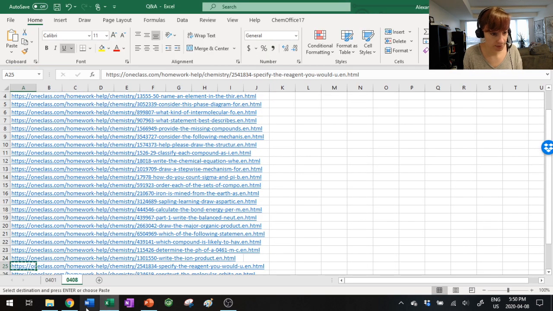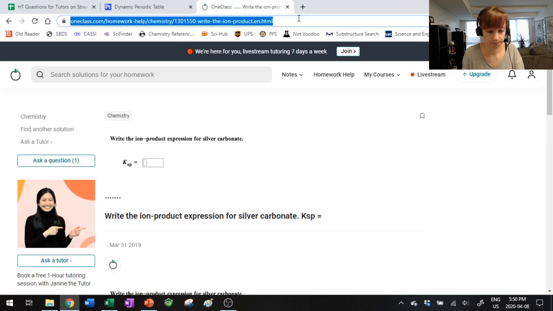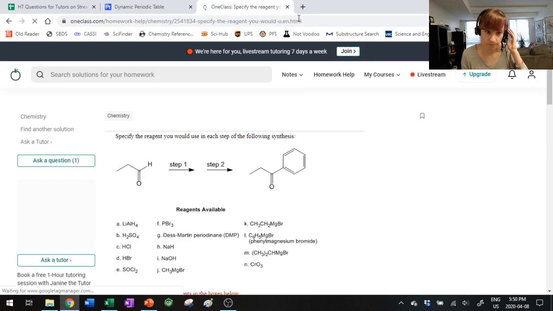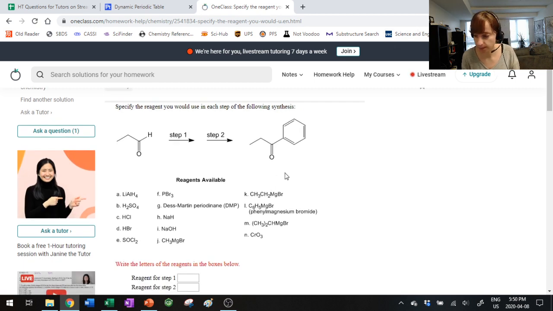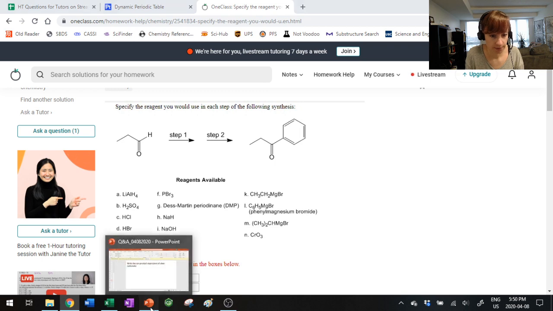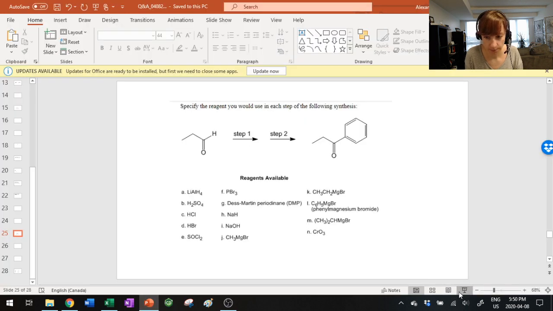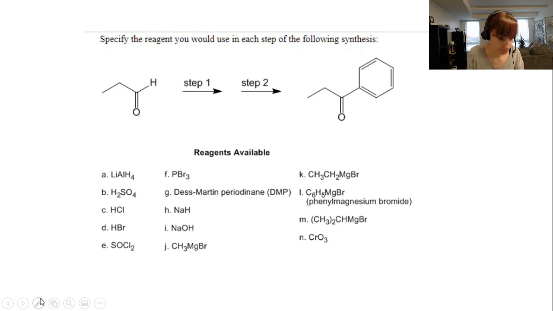Well, on to the next question. Okay. So specify the reagent you would use in each step of the following synthesis. So I just took a screenshot of that so we could look at it. So here we have an aldehyde, and 2 steps happened, and we ended up with a ketone. So the first thing that happened is most likely the addition of this phenyl group. So we probably formed this bond first.